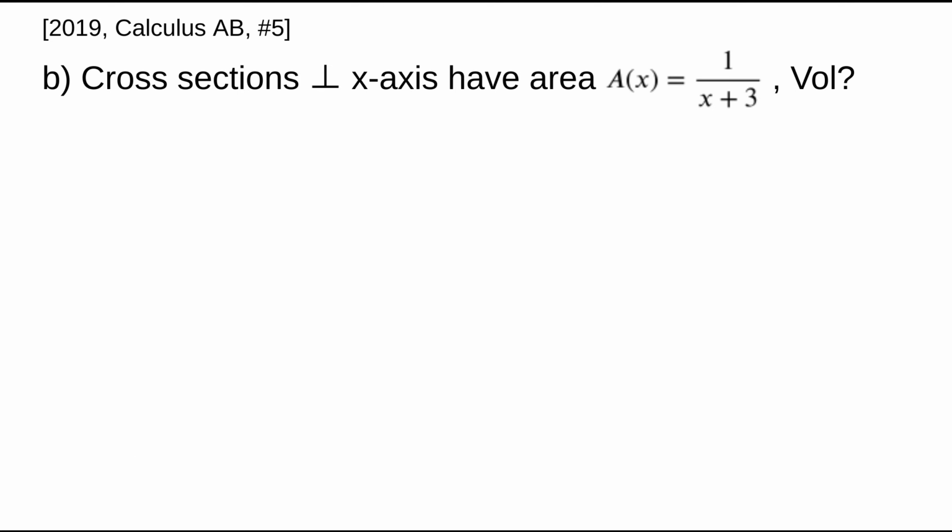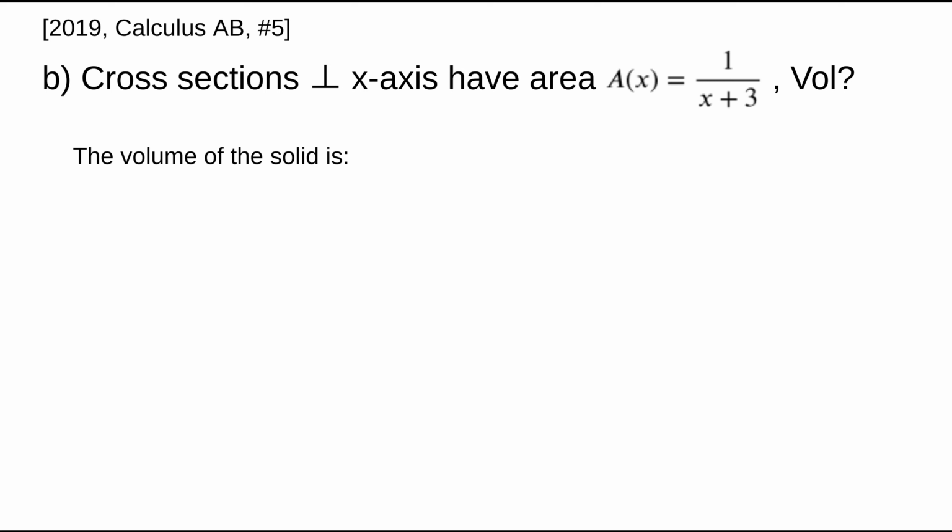In part B of the question, we are given that cross-sectional areas taken perpendicular to the x-axis have area A of x equals 1 over x plus 3. And then we are asked to determine the volume of that solid.